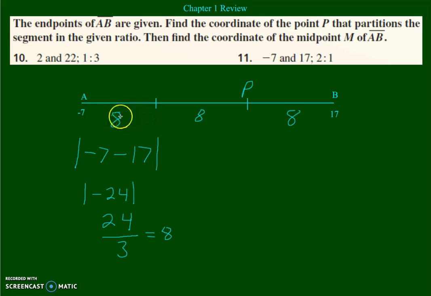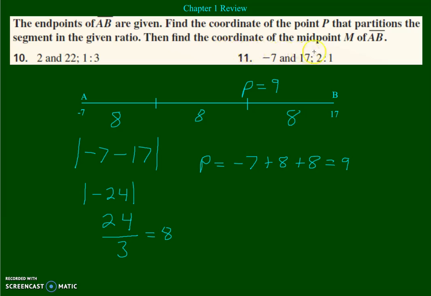So now all we have to do is add across. So coordinates of point P, we start at point A, which is -7. We add 8 from here to here. We add 8 more, which equals 9. So the coordinate of point P is 9.